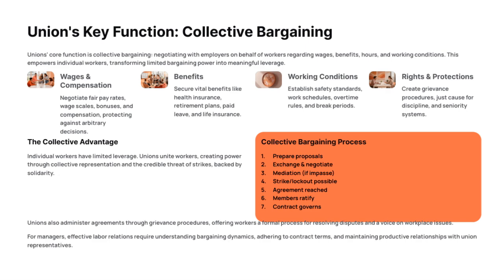Additionally, unions secure vital benefits like health insurance, retirement plans, paid leave, and life insurance, which are essential for workers' well-being. Negotiating fair wages, wage scales, bonuses, and overall compensation is another core function of unions. This process protects workers against arbitrary decisions and ensures fair pay. Ultimately, collective bargaining empowers individual workers by transforming limited bargaining power into real leverage through collective action.